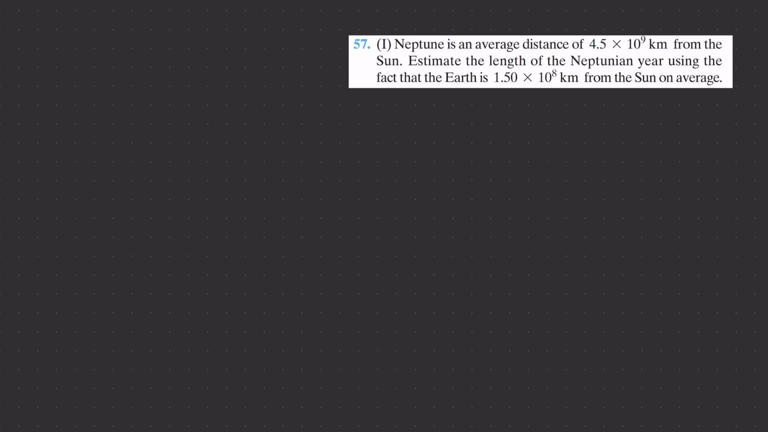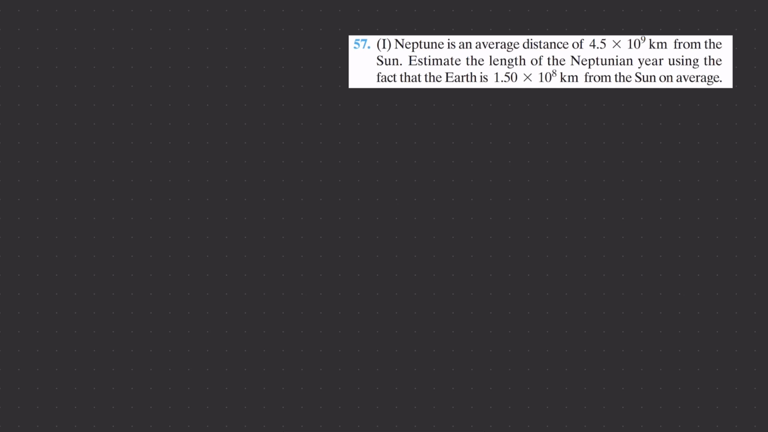This problem says that Neptune is an average distance of 4.5 times 10 to the 9 kilometers from the sun. Estimate the length of the Neptunian year using the fact that Earth is 1.5 times 10 to the power of 8 kilometers from the sun on average. All right, so we're comparing the period and average distance of two planets. That's going to be Kepler's third law.